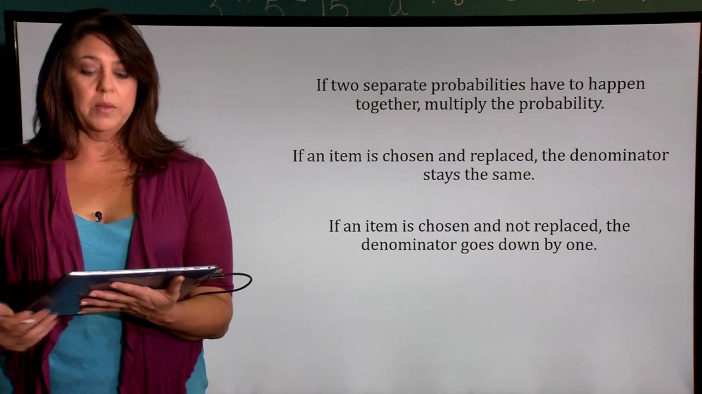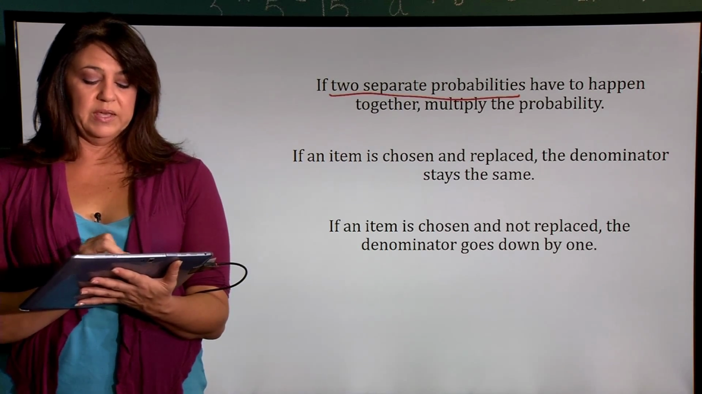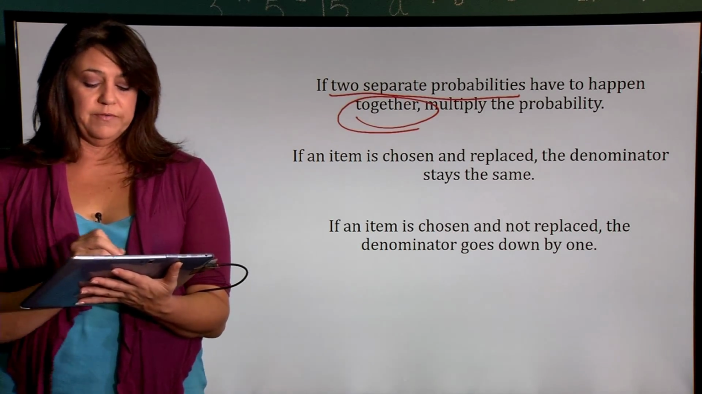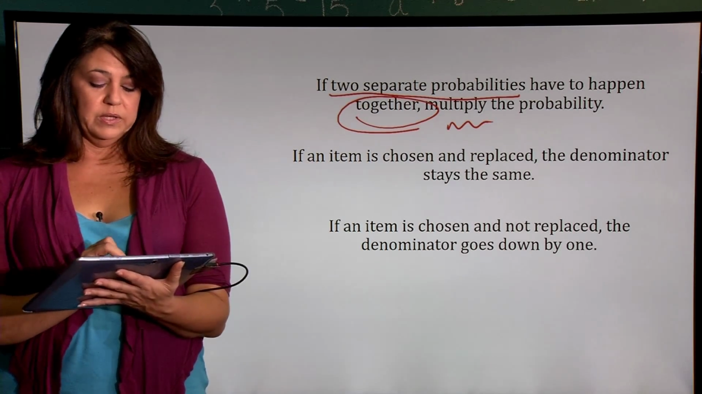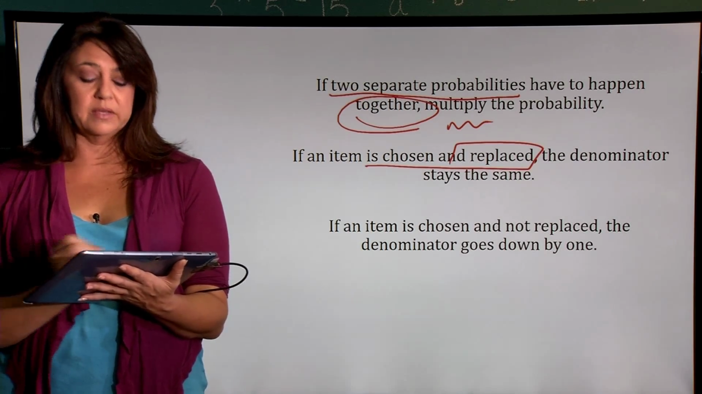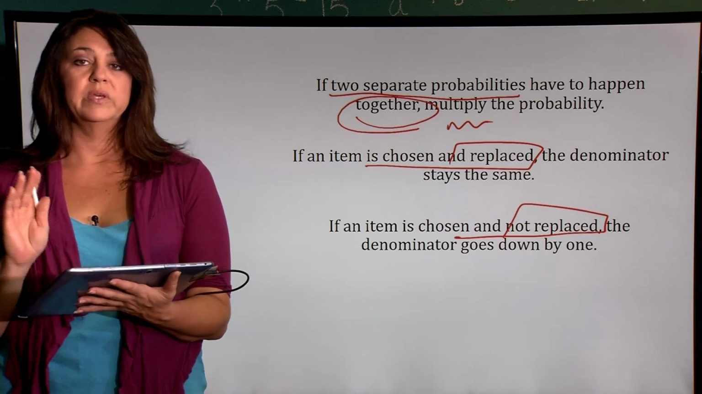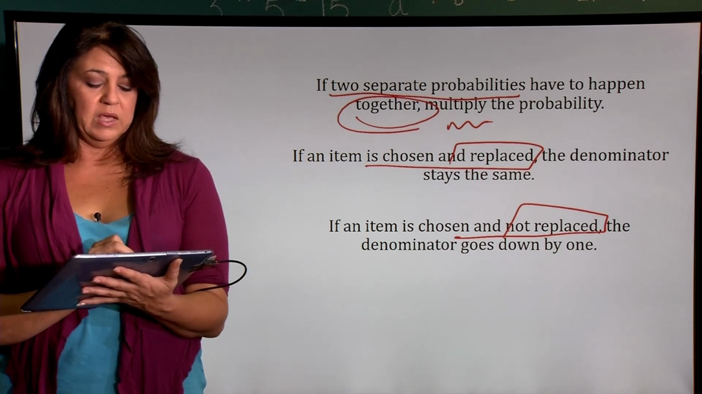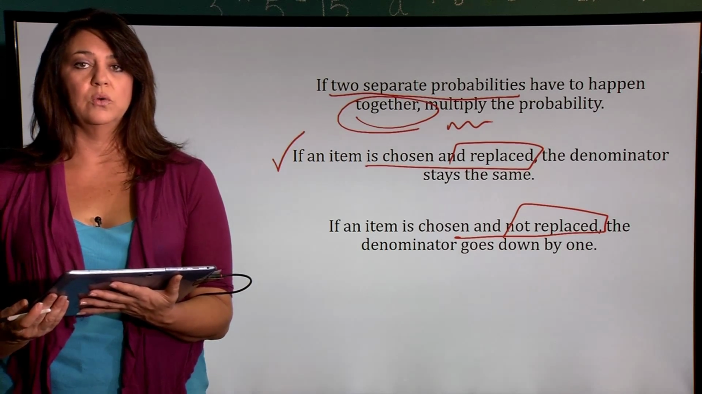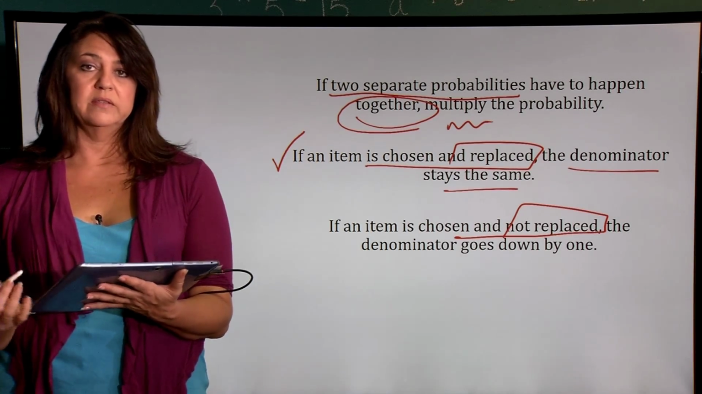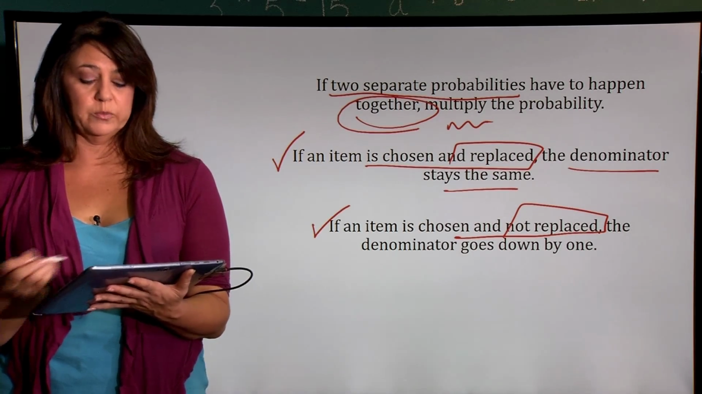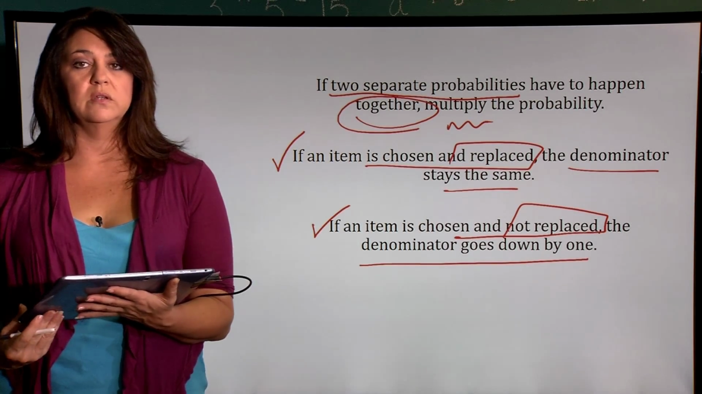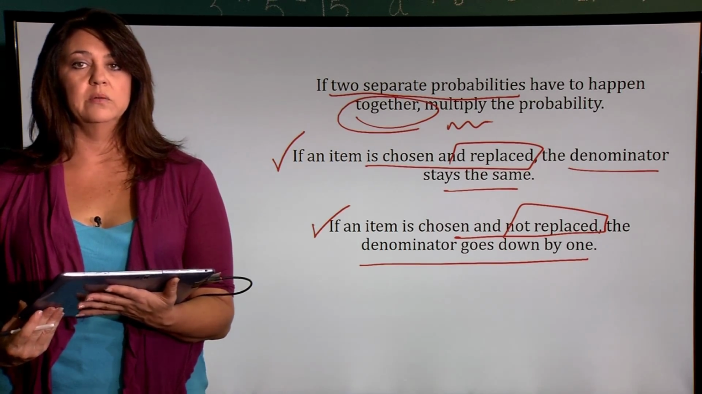Compound events involve the probability of 2 separate things happening together. In order to find that, you need to multiply the probabilities. The important thing to know is whether or not you're replacing or not replacing, because that changes your denominator. If something happens and does not change the total number, then the denominator stays the same. If something happens that does affect the total number of possible outcomes, then reduce the denominator by 1. That small difference will make a big difference in your final answer.